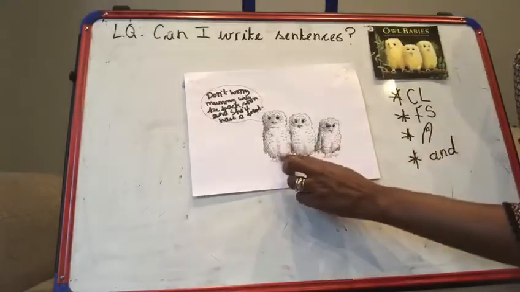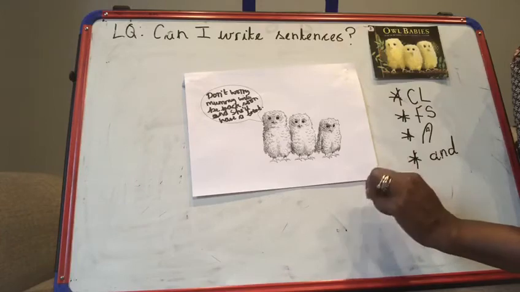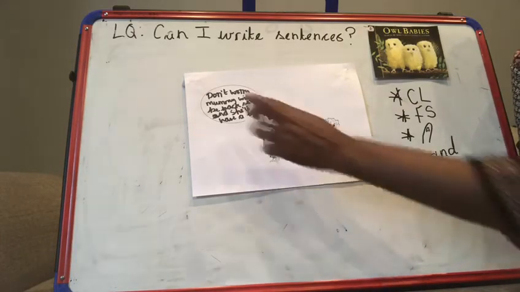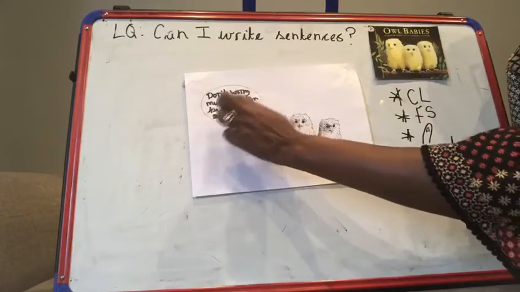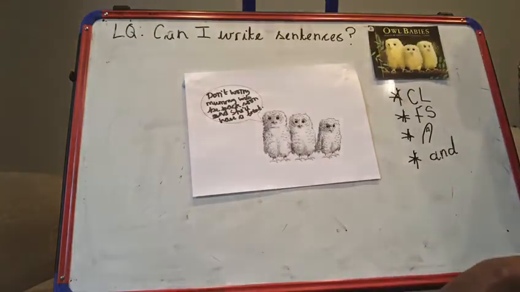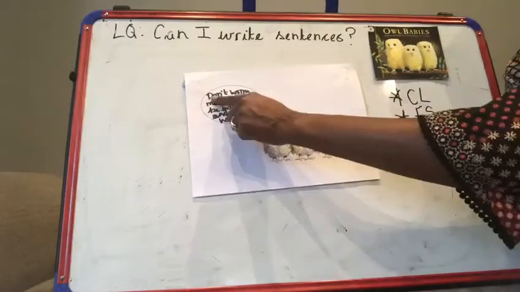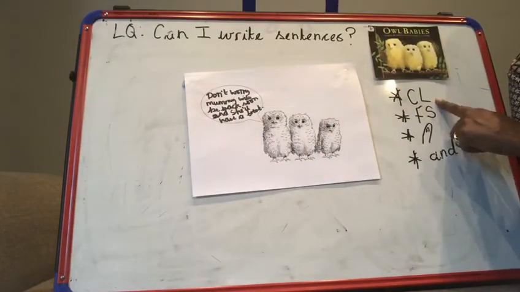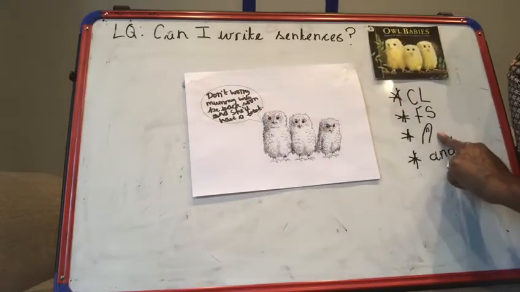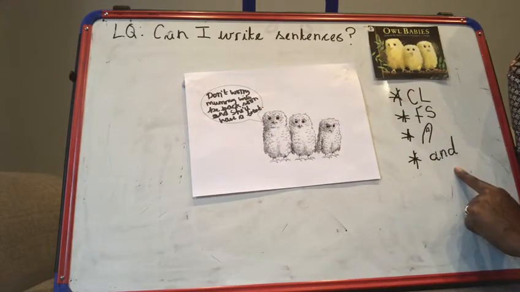So Sarah has done a really good job of reassuring the other younger siblings that their mummy will be back soon. Don't worry, Mummy will be back soon and she'll have a treat. So again, looking back at my checklist, I've used a capital letter at the beginning of my sentence. I've used a full stop to demarcate the end of my sentence. I've used finger spaces and I've used a conjunction and.